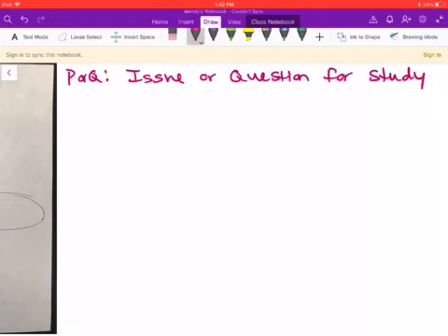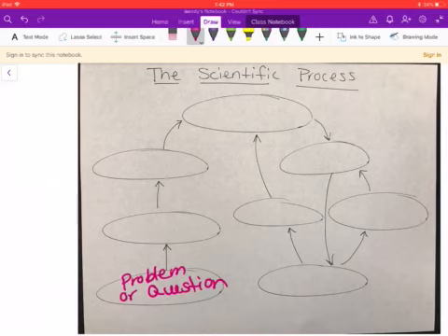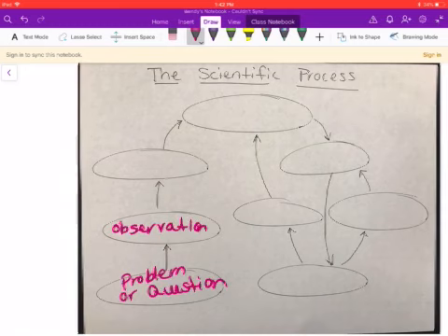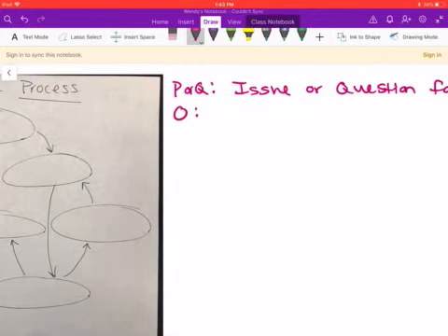Now, you've probably been taught that you have your problem, then you make a hypothesis and experiment, but there are a few other steps in between. Before we make a hypothesis, we need to do some research to gather some data. So that's our observation. So to define our observations, that's our collecting data.